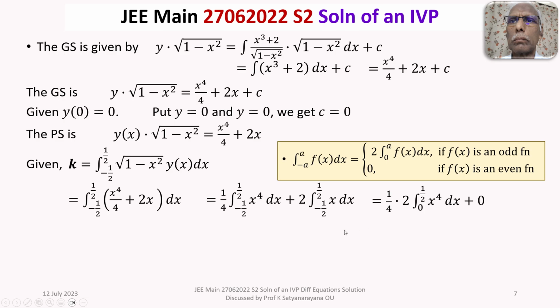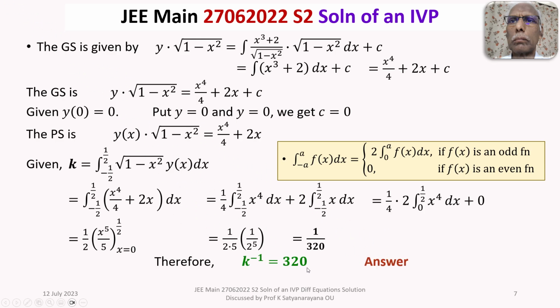So 1 by 4 into 2 is 1 by 2, into integral of x to the power of 4 with respect to x, which is x to the power of 5 by 5, a definite integral to be evaluated between the limits x is equal to 0 to 1 by 2. So this will be equal to 1 by 2 into 5, times x to the power of 5: when x is equal to 1 by 2, it is 1 by 2 to the power of 5, and when x is equal to 0, it is 0. So 1 by 2 to the power of 4 is 1 by 32, into 1 by 10. That is equal to 1 by 320. That is the value of k, but we want k inverse, and that is equal to 320. That is the required answer to this question.